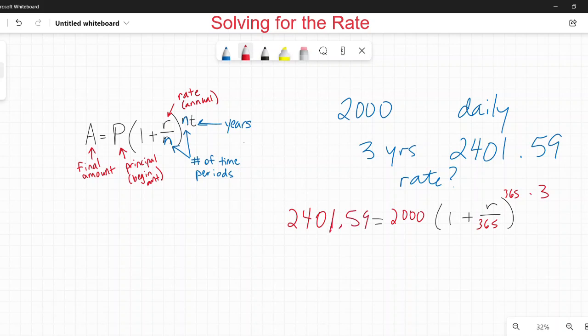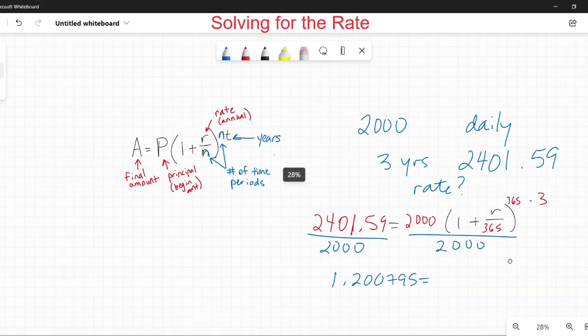Now this one's a little different. I don't start here because I don't know the rate. I can't start there. So let's start with this, 2,000. Let's divide both sides by 2,000 to get rid of that. So $2,401.59 divided by 2,000 is 1.200795. And I'm just going to leave it like that just for accuracy. I want this to be as accurate as possible.